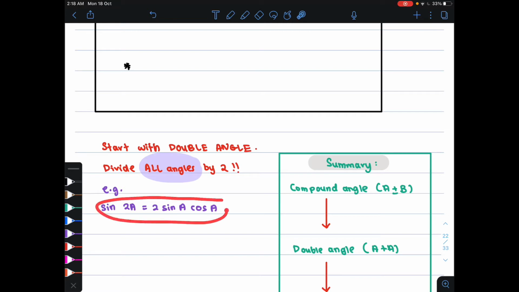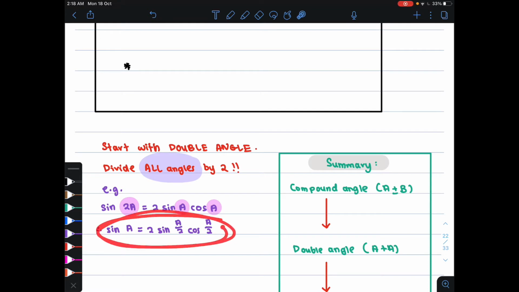So here we have the double angle for sine. Sine 2A equals 2 sine A cos A. So look at all the angles that we have, which are 2A and A. Now, divide all these angles by 2. And that will give you sine A equals 2 sine A over 2 cos A over 2. And thus, this is the half angle formula for sine.